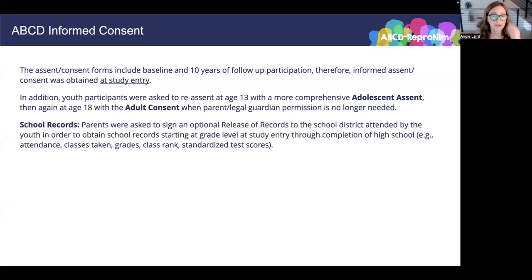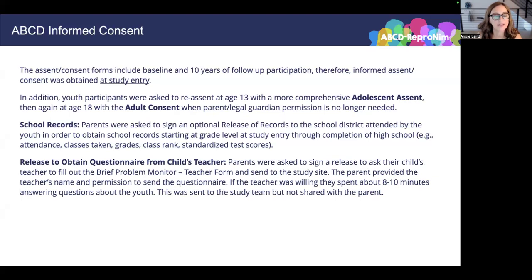In terms of school records, the parent was asked to sign an optional release of records to the school district for the youth. In order to obtain school records starting at the grade level of the youth at study entry through the completion of high school or GED or the highest grade achieved, the records requested included attendance, classes taken, grades and grade point average, class rank, and standardized test scores. The PI in each case complies with the FERPA Act of 1974, the Family Educational Rights and Privacy Act, to the end that the rights and privacy of the enrolled students and their parents were not violated or invaded.